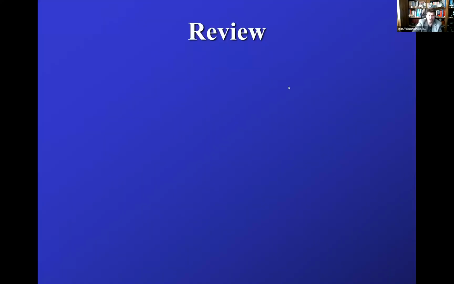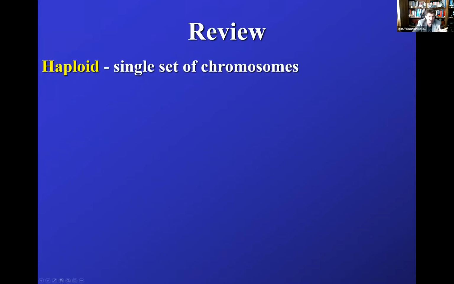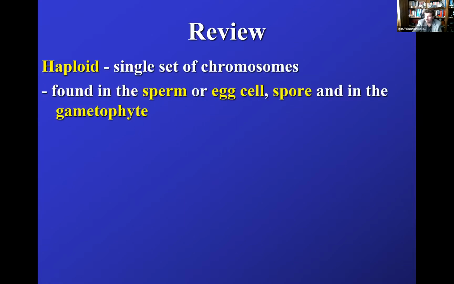Last time we finished with the gymnosperms and we kind of overviewed the few major terms, right? The haploid, single set of chromosomes versus diploid, double set of chromosomes. And remember, haploid set of chromosomes would be found in the sperm or egg, so gametes. Then the spores, remember the spores are always haploid, right? And then gametophytes, the one which produces sperm and egg, and then plants.